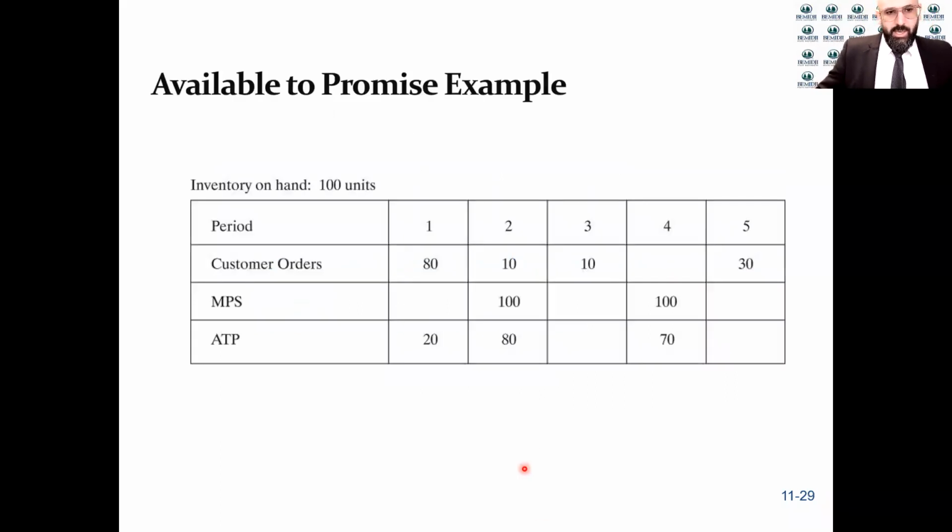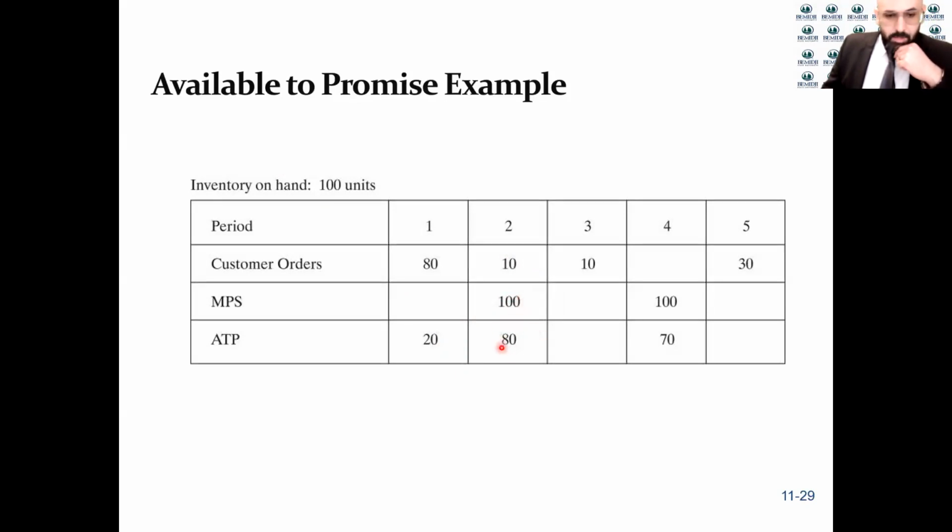So let's take a look into this example where we have 100 units as inventory on hand. So for period one, we have a demand of 80. We have enough to satisfy the demand. So we have 20 units extra. So this is where you could do it as available to promise. You could promise it to a customer. Now for the next period, we have a demand of 10. We don't have enough, so we have to issue an MPS. An MPS will be enough to satisfy the demand, and that would leave you with 90 available.